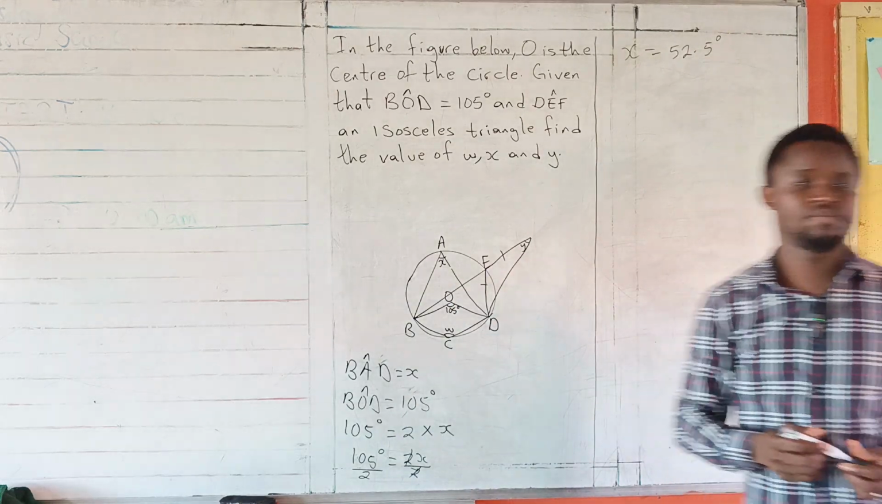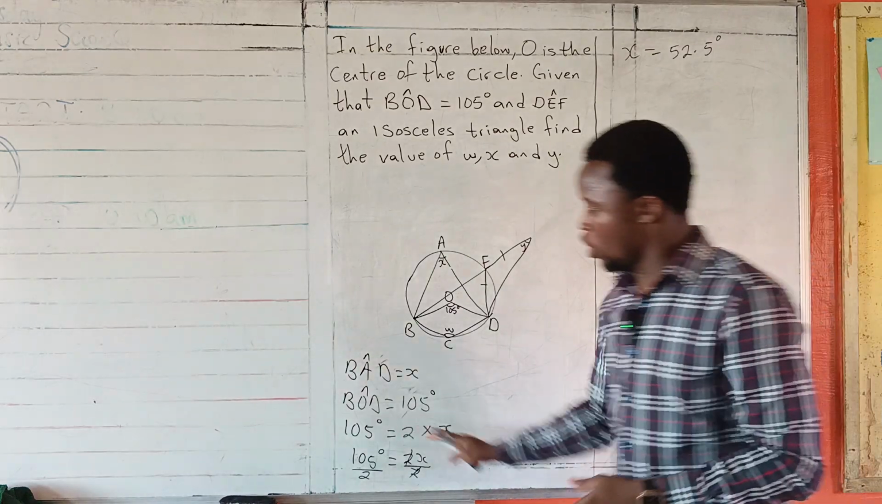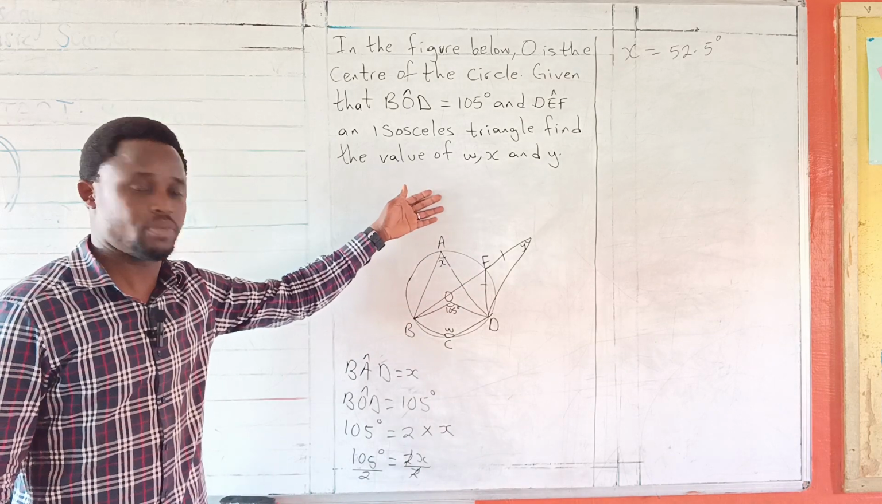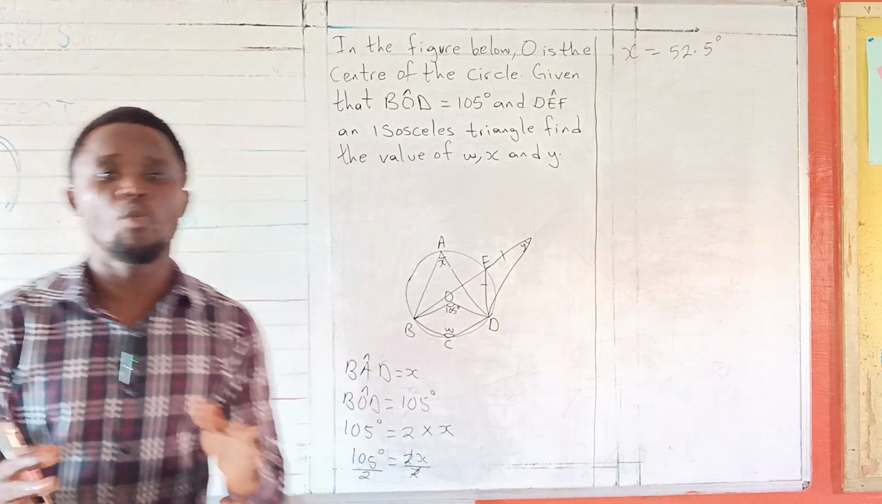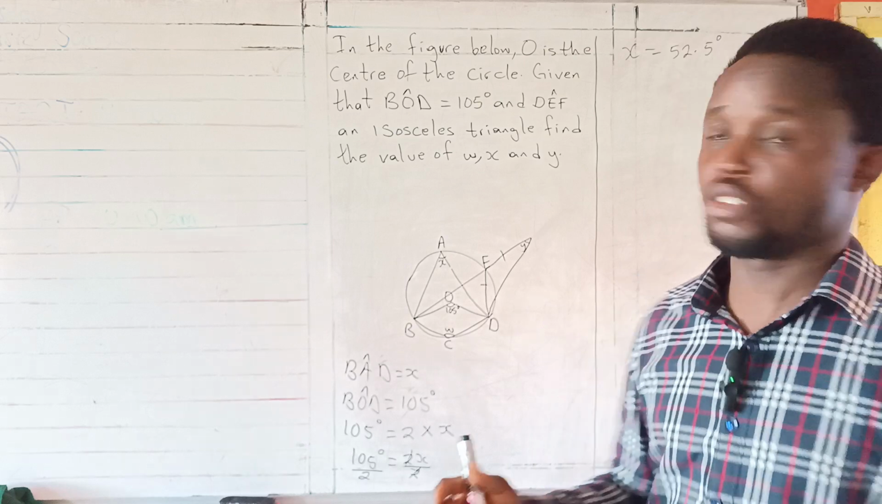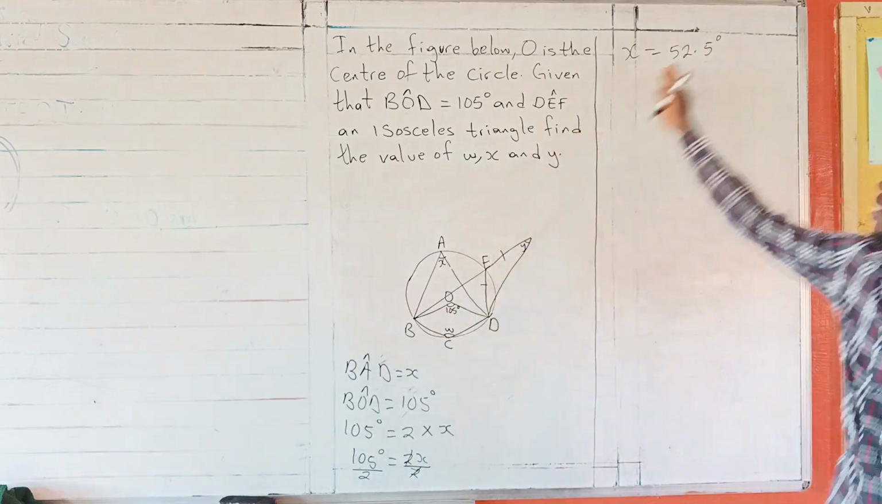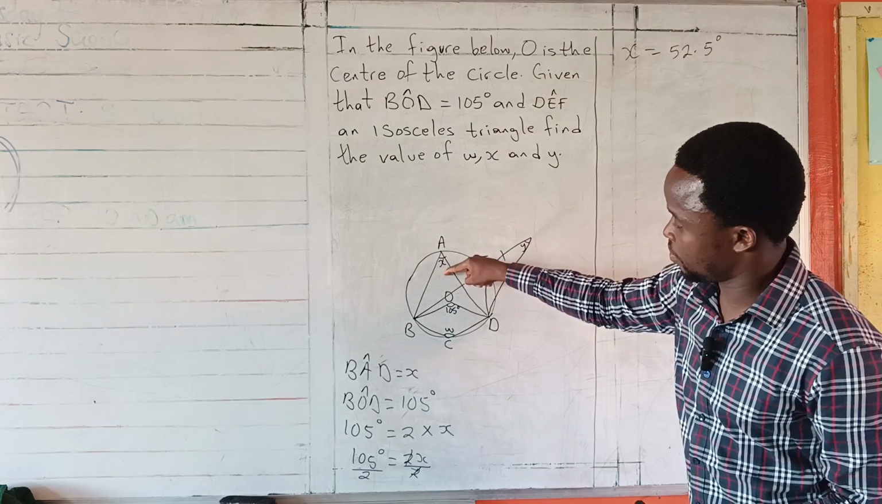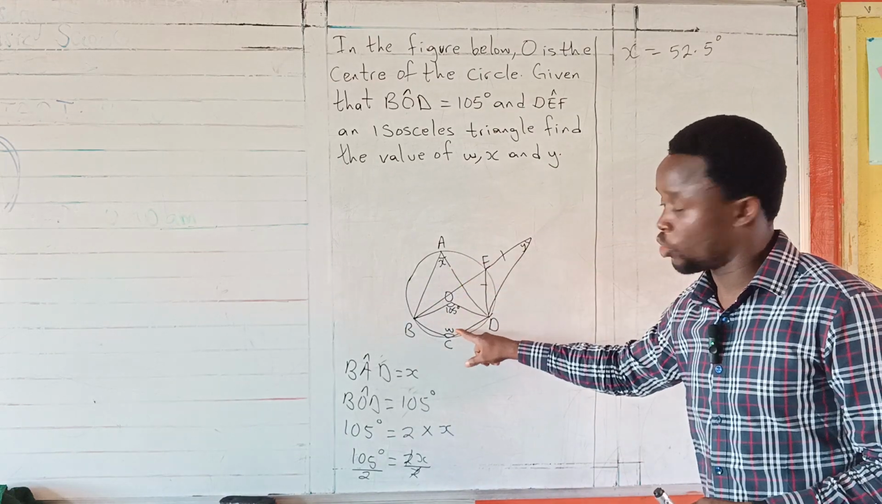That is X. But if you don't understand that the angle at the center is twice the angle at the circumference, you will not know what first step to take. You can see I've gotten my X, very simple and straightforward.